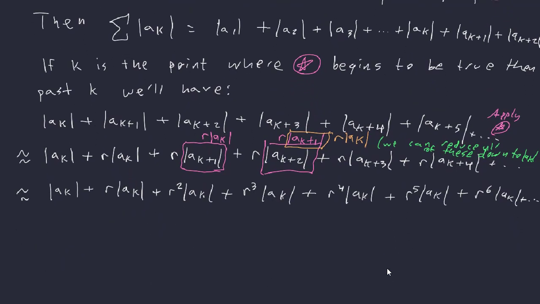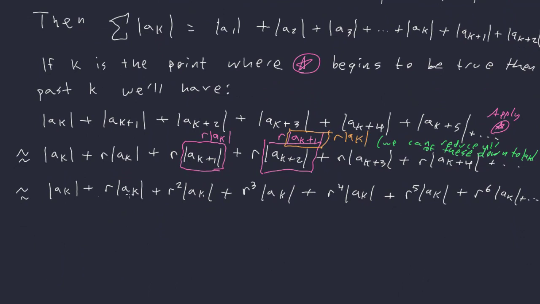Then we will simply factor out the a_k, and then we'll have 1 plus r plus r squared plus r cubed plus r to the 4th plus r to the 5th plus r to the 6th, on and on and on. And this is a geometric series.